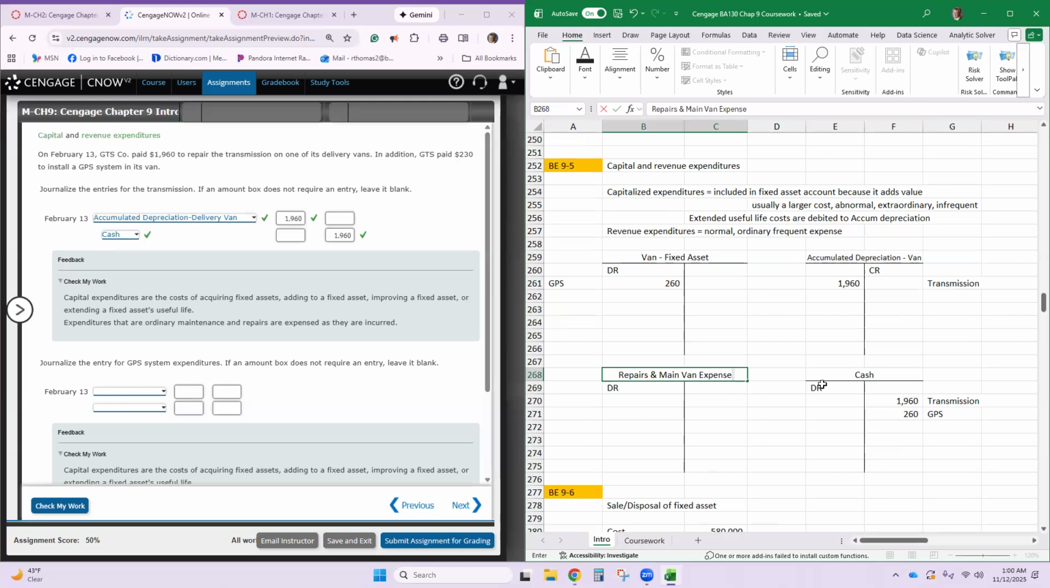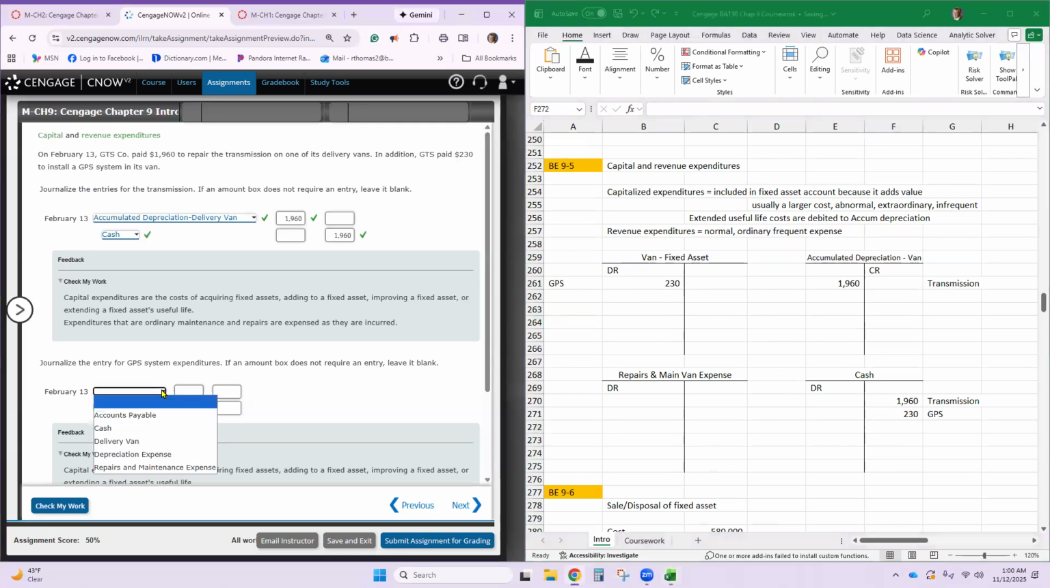So now the GPS is going on. GPS is $230. And so GPS makes the vans more useful, right? Makes them more useful. So they're going to add to the fixed asset of the delivery van at 230.